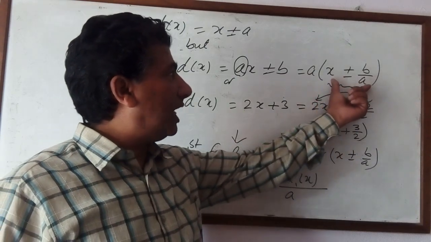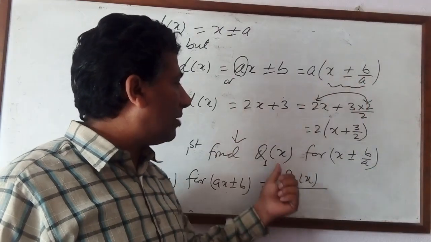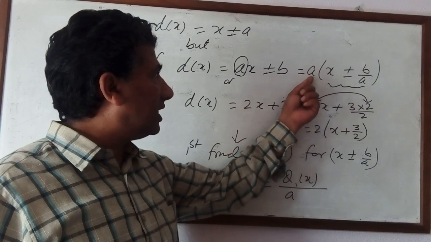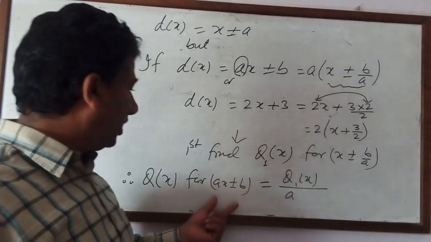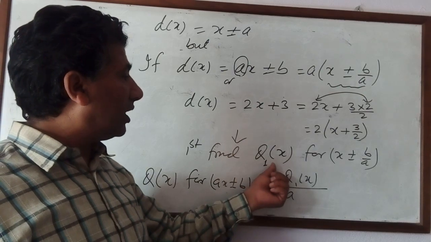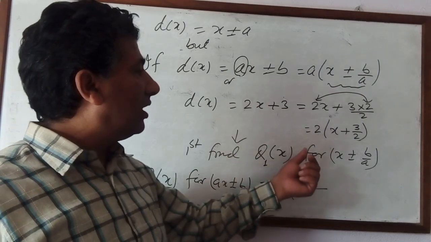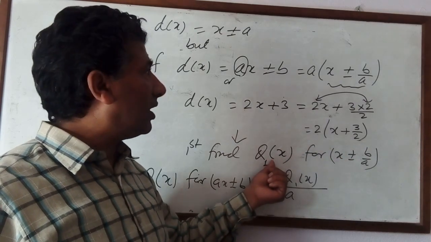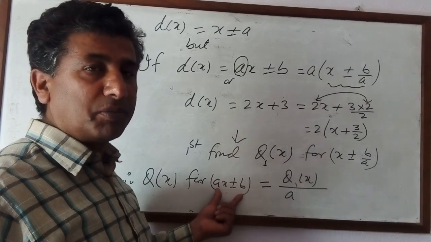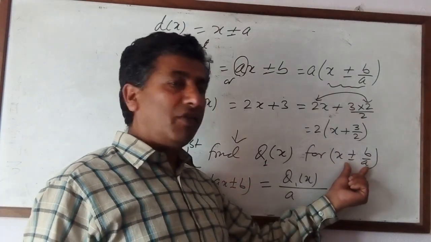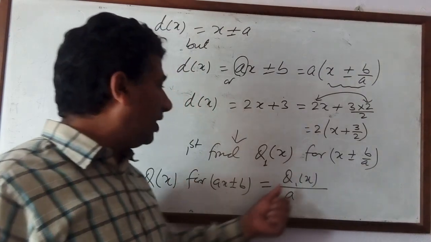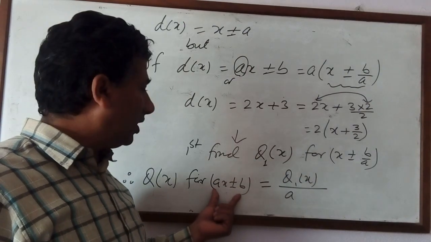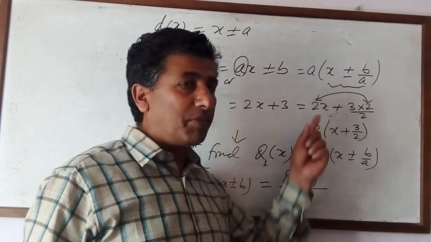First, find the quotient for this x plus or minus b by a. That quotient I have written as q1x. After finding q1x, again divide that q1x by this a. That gives the quotient for ax plus or minus b. When you find the quotient taking this one, do not say this q1 is the quotient for ax plus or minus b. It will be the quotient only for this one, not for this. Again divide that q1x by this a, then that would be the quotient for ax plus or minus b. Okay, I'll give one example, then it will be clear.